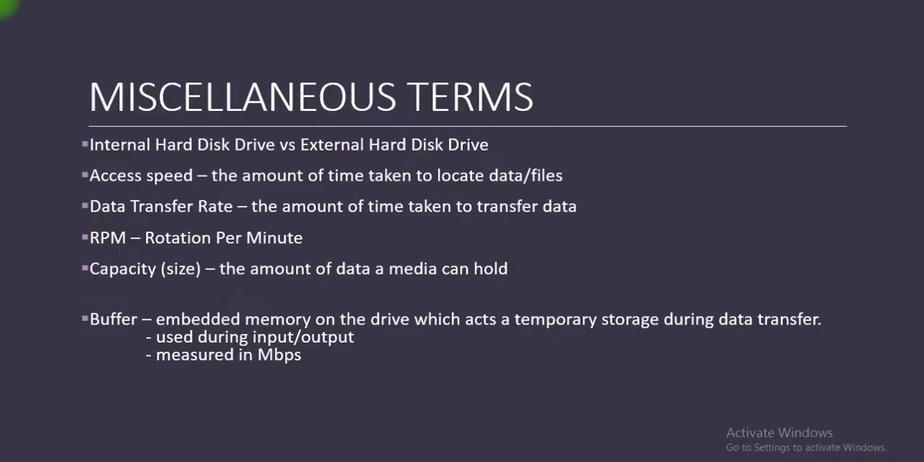Now when we talk about buffer, the buffer is typically a form of memory that is embedded on the drive, and it acts as a kind of temporary storage during data transfer. So typically it comes into play when you have input output taking place. And then we have cache. Cache is typically used in the reading and writing process. You find that cache is also a part of the processor. All right, so that is it.